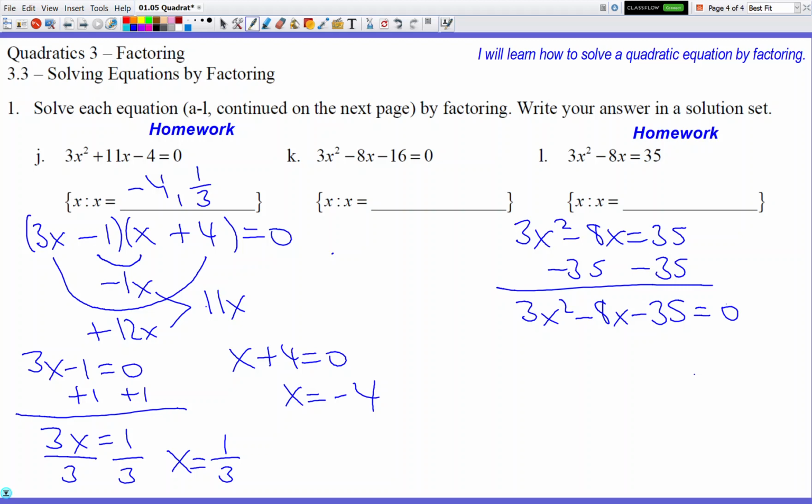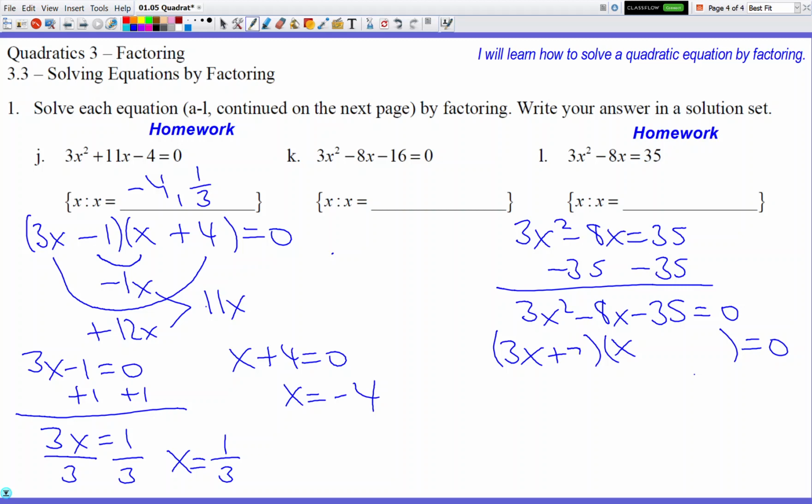We're going to do guess and check factoring just like I did in problem J. We're going to make our blank parentheses. We're going to set it equal to 0. We're going to put 3x and x in the front because they're in charge of making 3x squared. Then I've got to figure out what numbers make negative 35 when I multiply and negative 8 when I add the inside and outside. So I think that's going to be positive 7, negative 5.